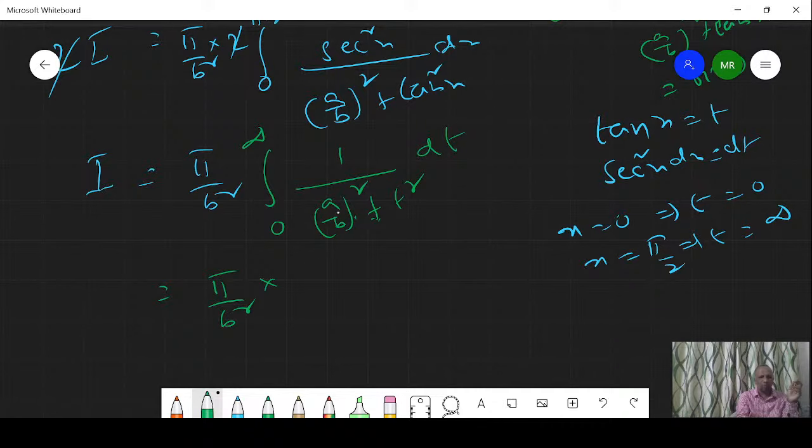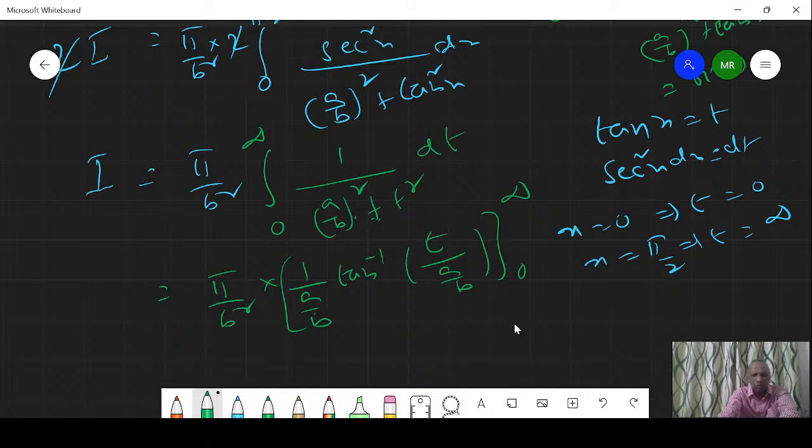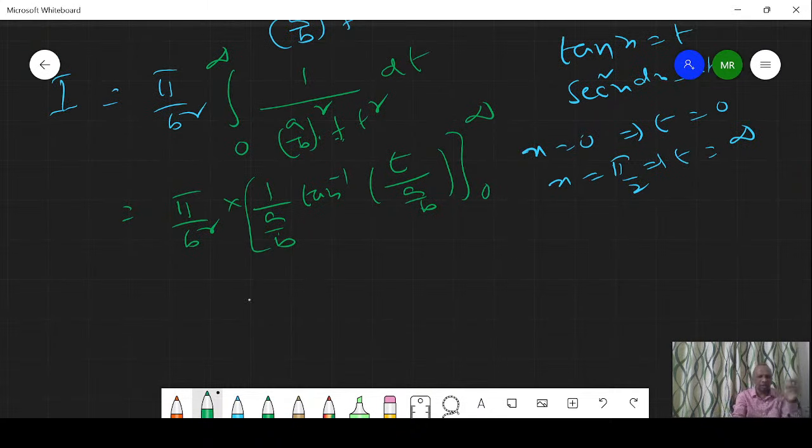So I can write this is equal to pi by b square, times the formula 1 by a, which here means 1 by a by b, tan inverse of t by a by b, with limits 0 to infinity. Now when I simplify, the b square and b I can cancel. You would get pi by ab. Apply tan inverse: in place of t, tan inverse infinity minus tan inverse 0.